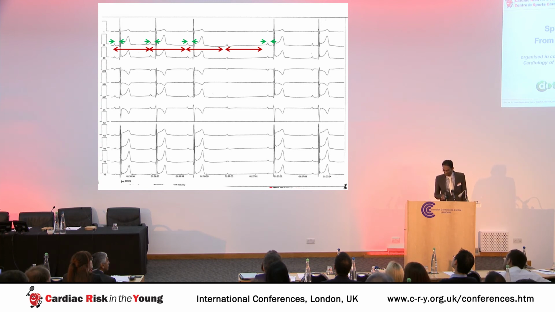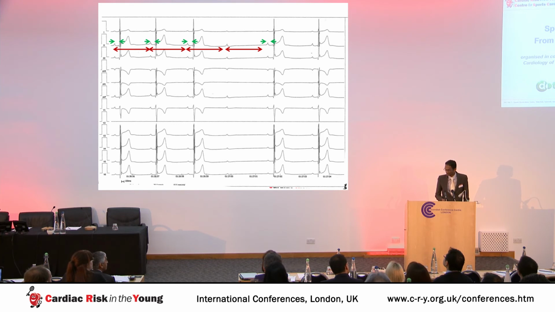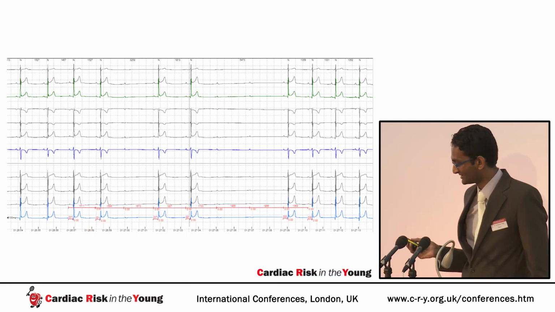The reason it's pseudo-Mobitz 2 is because classical Mobitz 2 requires a fixed PP interval. The sinus rate should not change, and often people will say that any variability of more than 40 milliseconds in the PP interval questions whether it's true Mobitz 2 block, and certainly this individual had variation of the PP interval during this of up to 500 milliseconds. So what does this tell us?